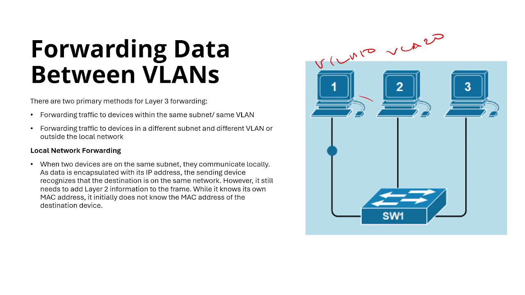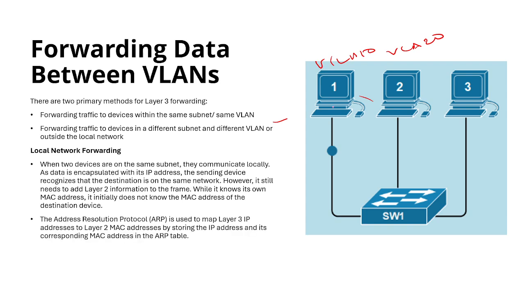Now, local network forwarding. Consider this topology. When two devices are in the same network, they communicate locally. As data is encapsulated with the IP address, the sending device recognizes the destination is on the same network. However, it still needs to add layer 2 and layer 3 information, and initially it does not know the MAC address of the destination. For that we use ARP, the Address Resolution Protocol, which maps the layer 3 IP address to the layer 2 MAC address by storing it in the ARP table.